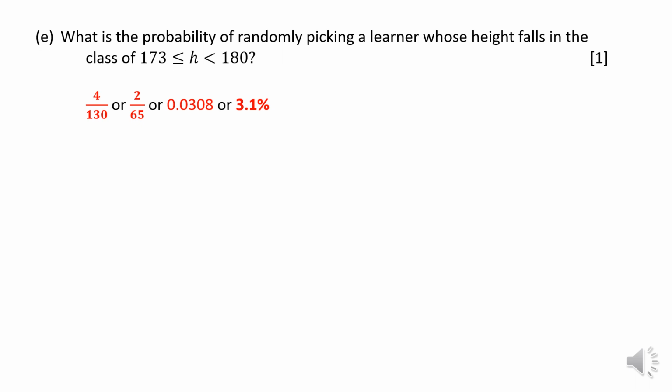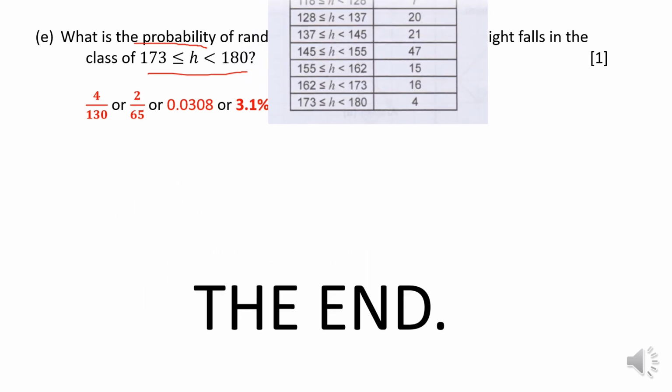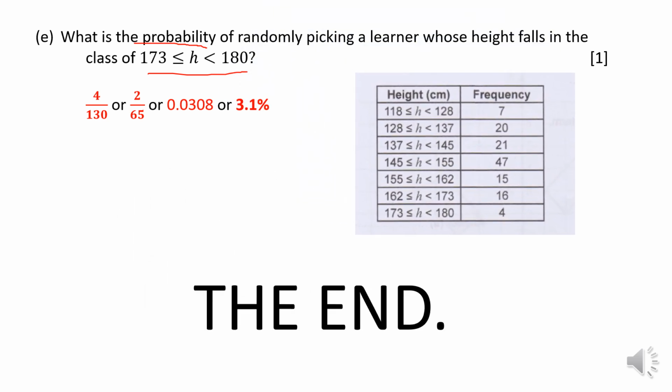The last part of the question says, what is the probability of randomly picking a learner whose height falls in this particular class? I've worked it out here, but let me bring back the table a little bit more. You'll see that the learners in the group up to 173 are only 4. So 4 out of 130, that's already the answer, or you can simplify it, or give it as a decimal, 0.0308, or some learners give it as a percentage. Any one of these answers would do. Personally, I will go with 2 over 65.